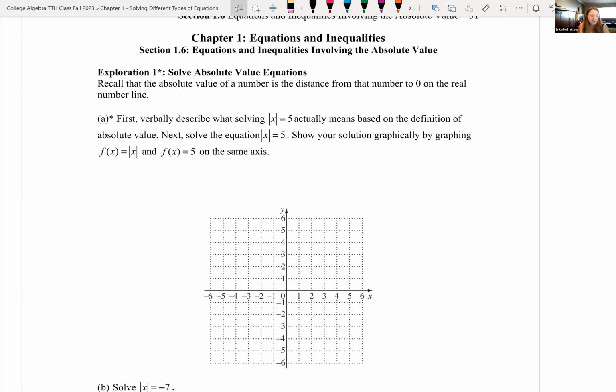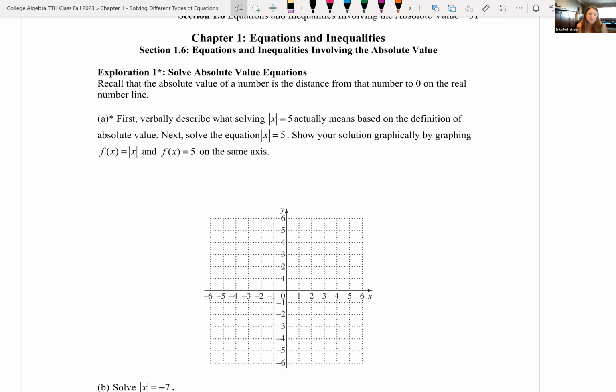Okay, so recall the absolute value of a number is the distance from that number to 0 on the real number line. So first, verbally, what does solving the absolute value of x equals 5 actually mean based on the definition of the absolute value? Next, let's solve the equation, the absolute value of x equals 5, and show the solution graphically by graphing the absolute value of x and f of x equals 5 on the same axes.